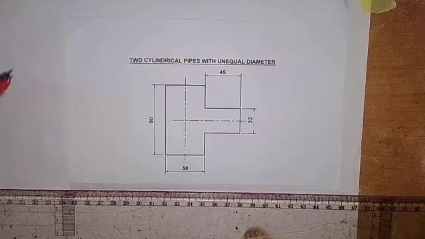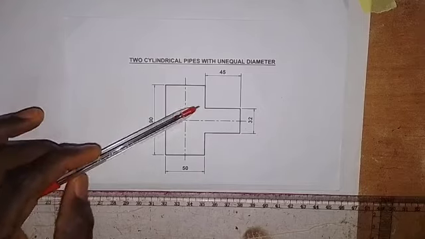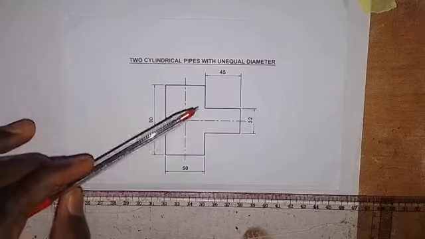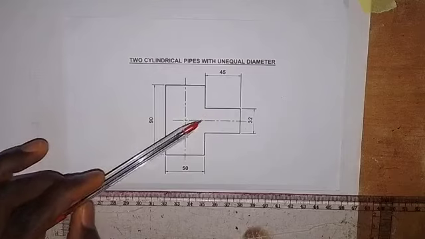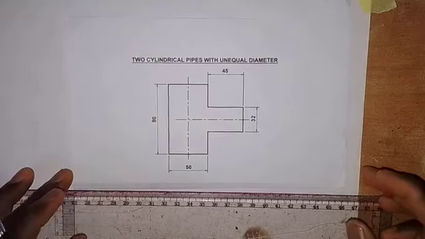What we want to do is to produce the curve of intersection, or line of intersection, of the two solids around here in the front elevation. So now let's go and see how this can be done.